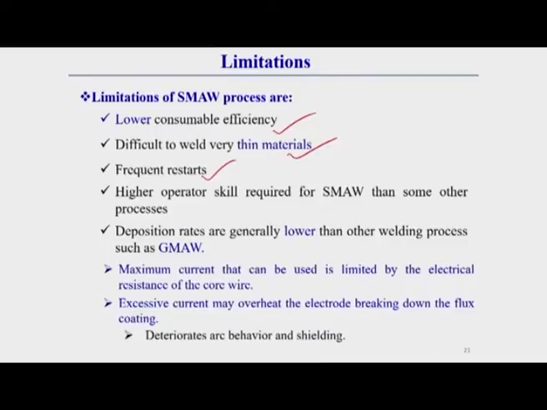Another thing you should keep in mind, deposition rates are lower than other welding processes like GMAW, that is gas metal arc welding or MIG welding technique. Why? That you should know, because we cannot increase the current through the electrode as much as possible. Why? Because this electrode has a resistance. If more current flows through this electrode, there is a chance of overheating of this electrode.